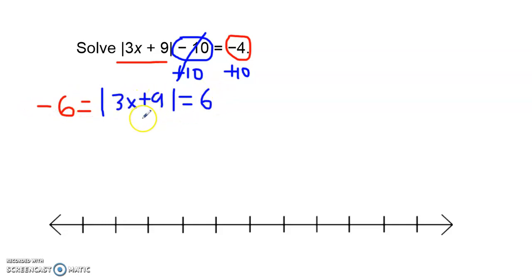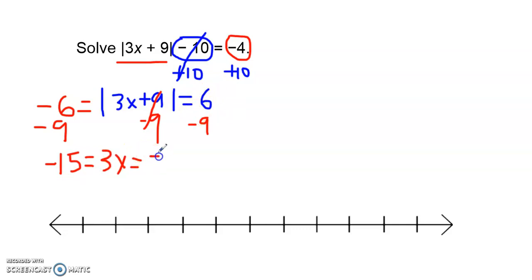Okay, now in order to get x alone, we need to subtract 9 on all three sides. You can also do this by just writing a whole separate equation. You can write 3x plus 9 equals negative 6 over here. But it's the same thing as just writing the equation like this. So cancel those. Negative 6 and negative 9 is negative 15. Now we've got 3x. And over here we have 6 minus 9 is negative 3.